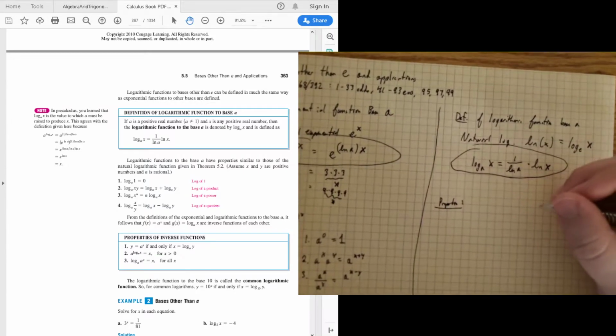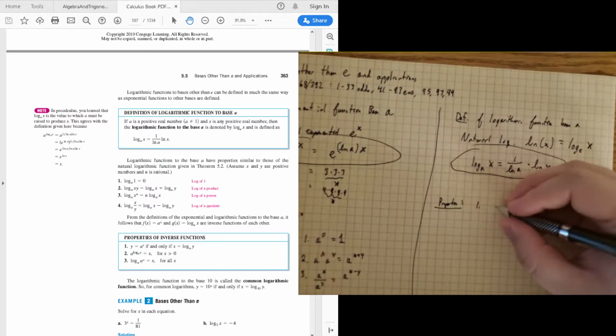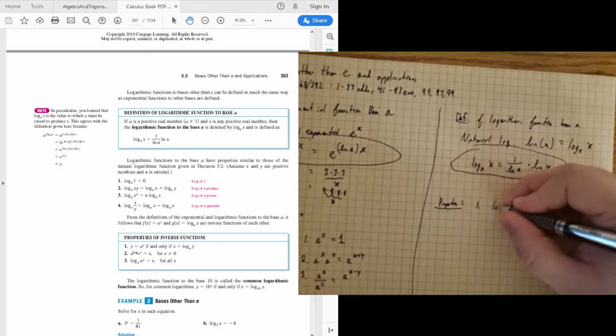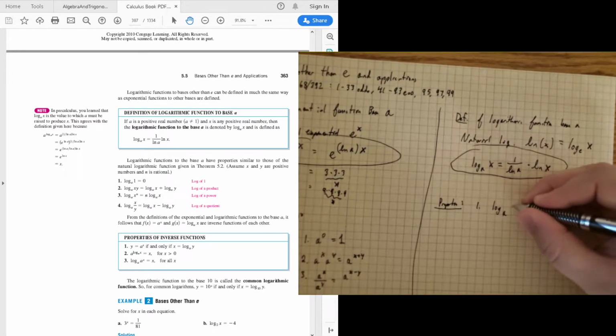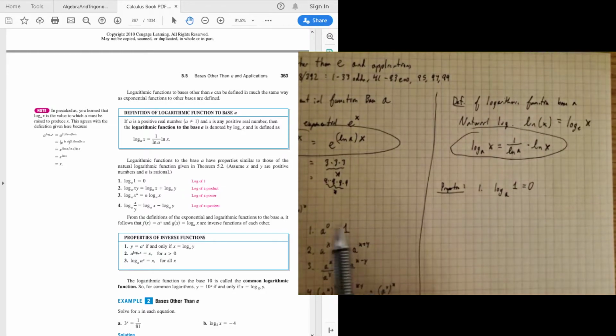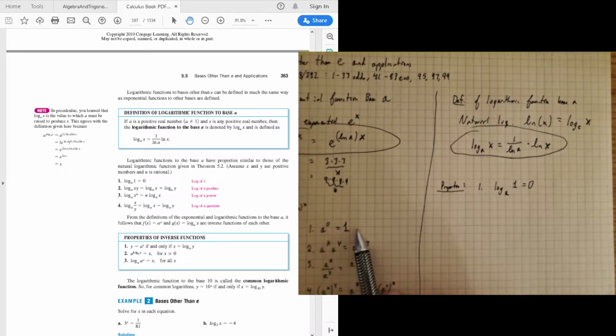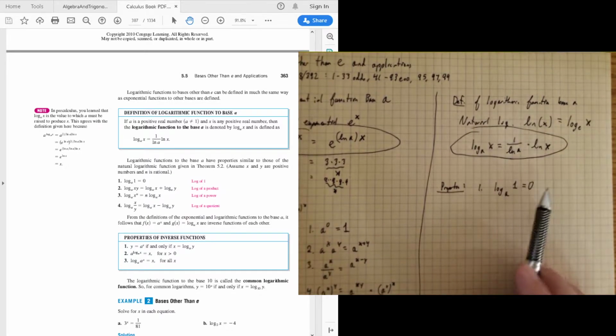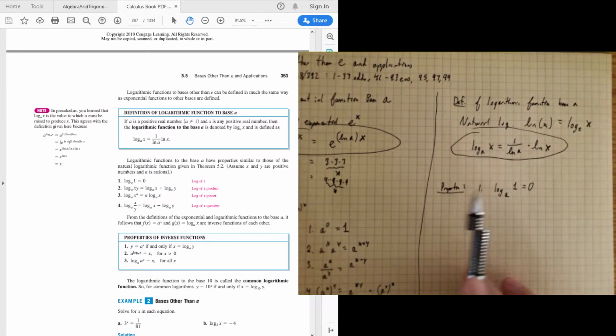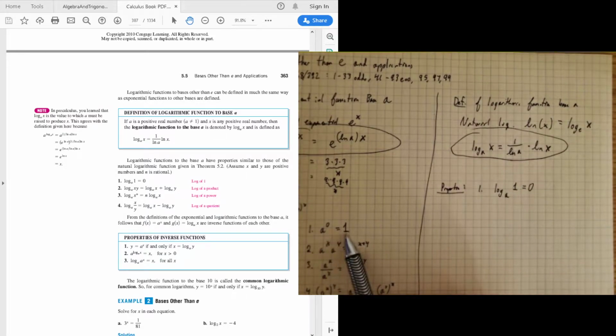Just like with exponents, they have 4 properties. First property, log base a of 1 equals 0, which notice is the antithesis of the first statement over here. So a to the 0 power is equal to 1, so log base a of 1 is equal to 0. Remember, they're inverse functions. So if I plug in 0, I get 1. If I plug in 1, I get 0. They're opposites of each other.